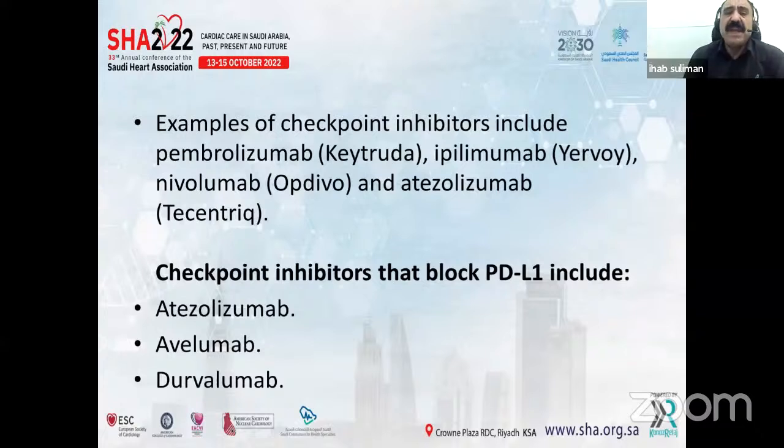So how many checkpoint inhibitors do we know? We now have a very long list of immune check inhibitors, and they all share the last 4 letters, UMAB.